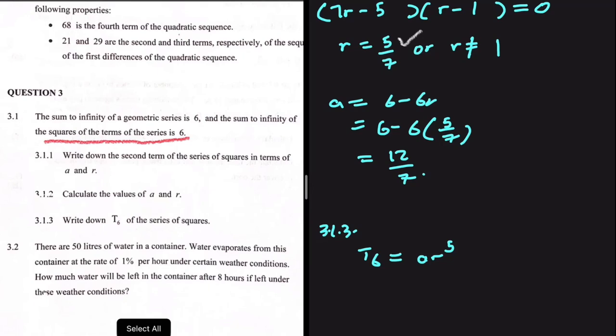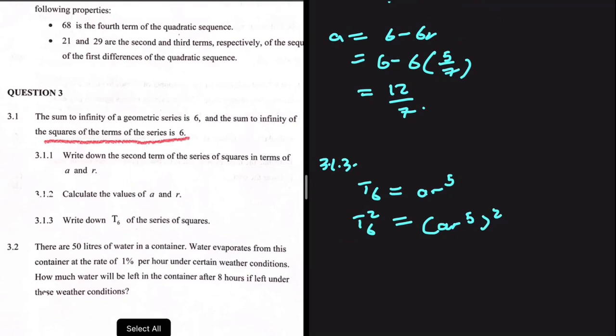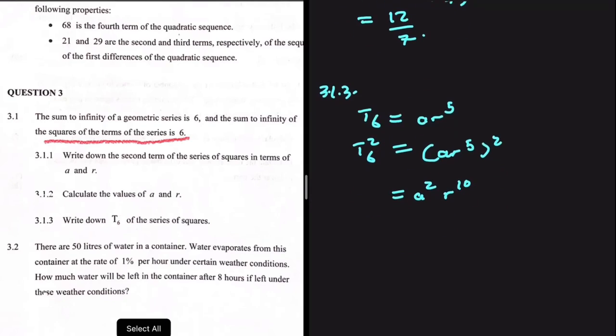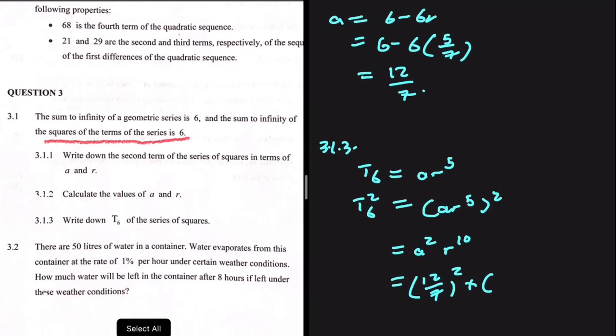But we want T6 of the series of squares. So T6 of the series of squares will be equal to (A r to the power 5) squared. So we have A to the power 2, r to the power 10, 5 multiplied by 2. So what is A? A is 12 divided by 7. We square that and we multiply by r to the power 10. What is r? r is 5 divided by 7. This is equal to 0.1.